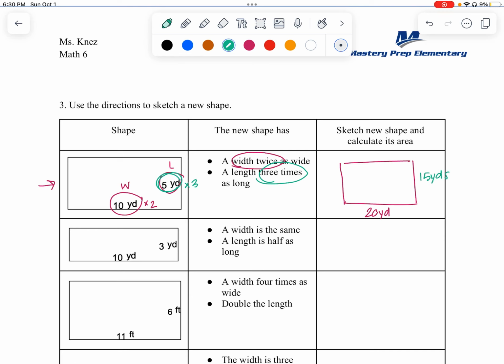And then they want us to calculate the area of the new shape. An area we know is just length times width, which means I'm multiplying 20 times 15 for an area of 300 square yards. And remember, when we're talking about area, our units are always square units because we're thinking about how much space there is within an object.